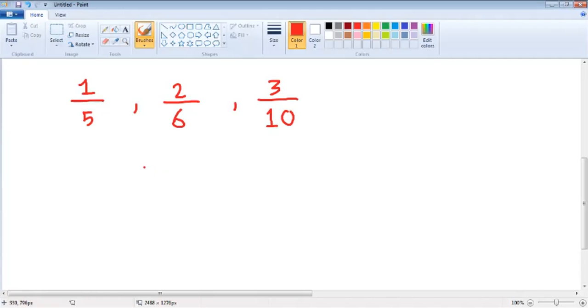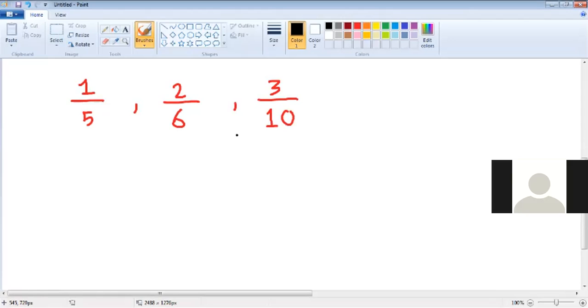How can we convert all of them to be of the same denominator? Can I convert 5 to be 10? Yes, but multiply it by what number? 2. Okay, that's great. Can you convert 6 to be 10? No. So I have a problem.